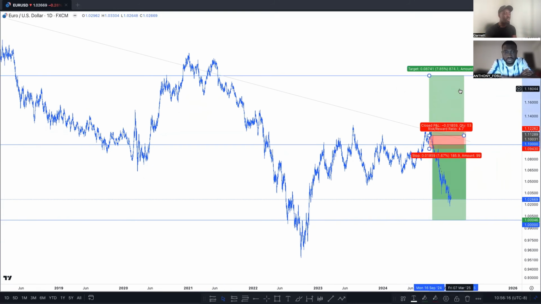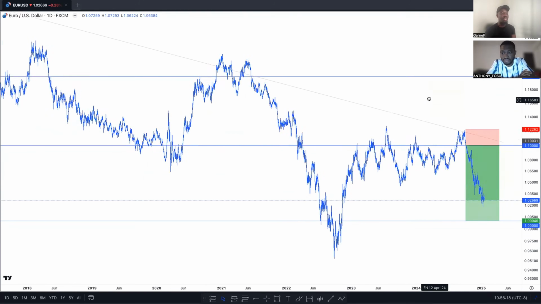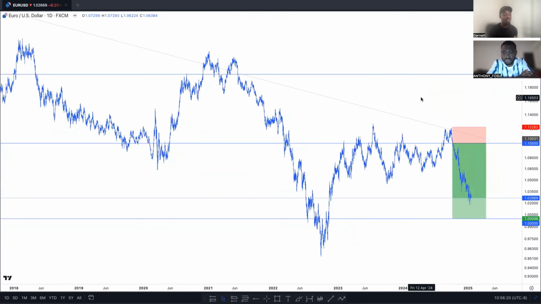So that's how you could avoid this loss. And again, you just put yourself in a better situation where you're like, okay, I'm more inclined with the sales. Now you can make this look completely beautiful if you look at something else. If you look at the DXY.